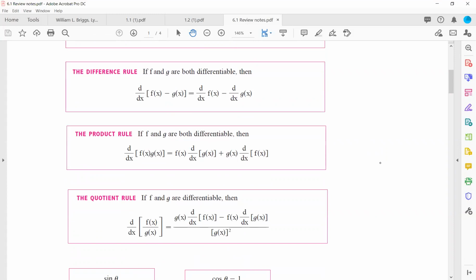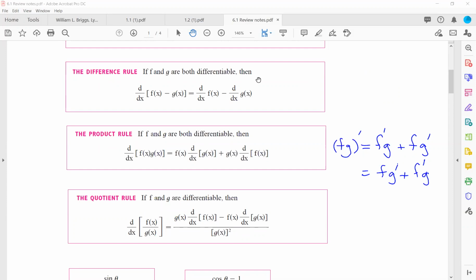Product and quotient rules. If you have the product of two functions, the derivative is equal to f prime g plus f g prime. Or you can write it this way: f times g prime plus f prime times g. The order is not important.